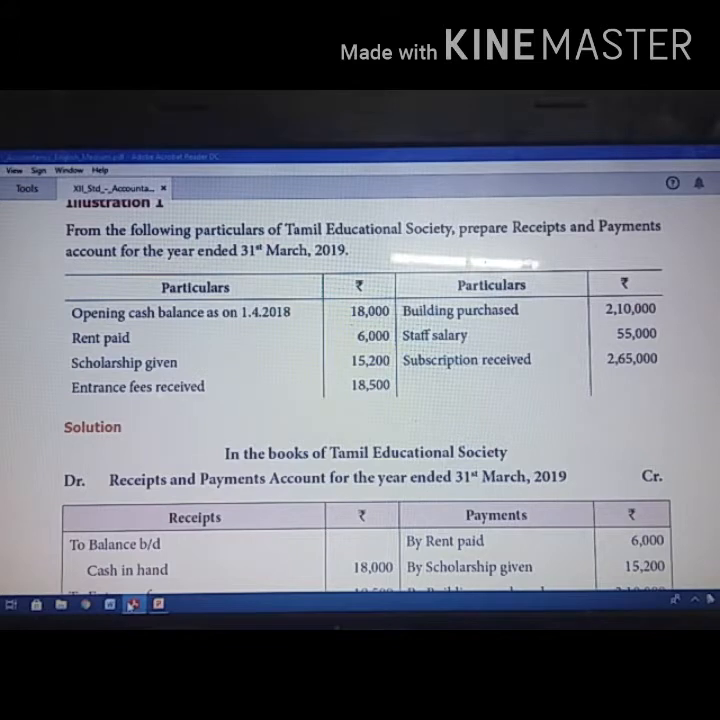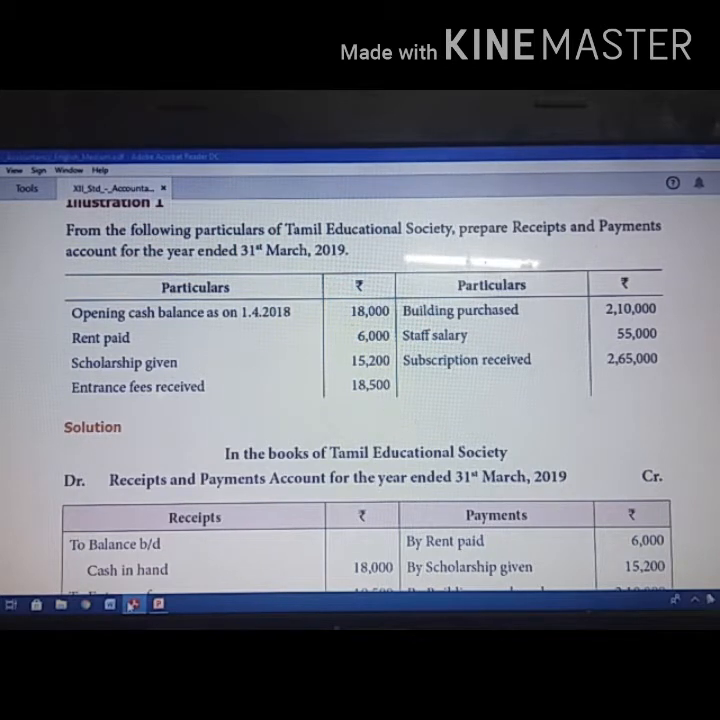So I already told you to learn the format properly. We have a lot of things in a receipt and payment account. You must know whatever things come under the receipt side, and what other things come under the payment side. You must also classify the capital receipt, capital payment, likewise revenue receipt, revenue payment. So these are all the things you must learn. Try to learn the format properly.